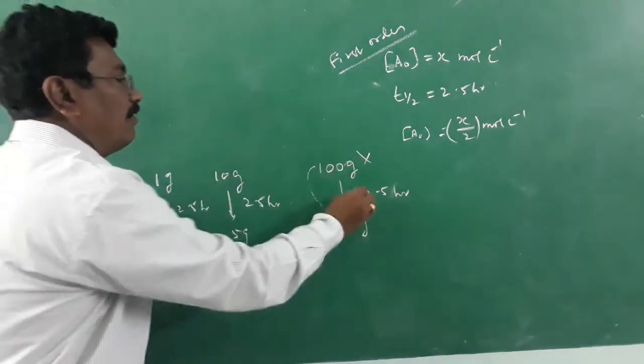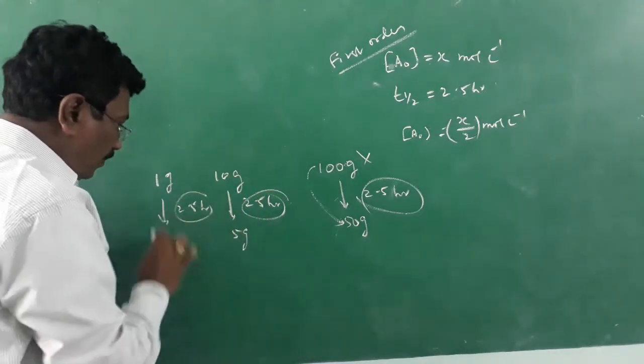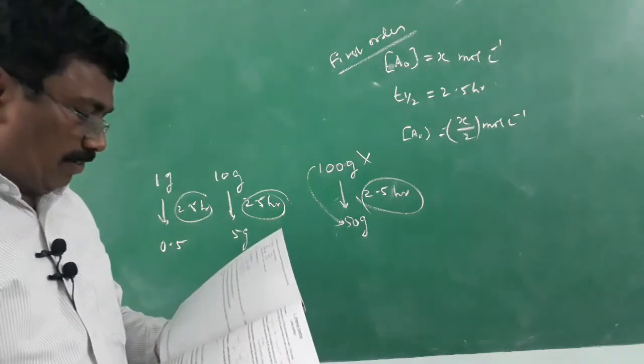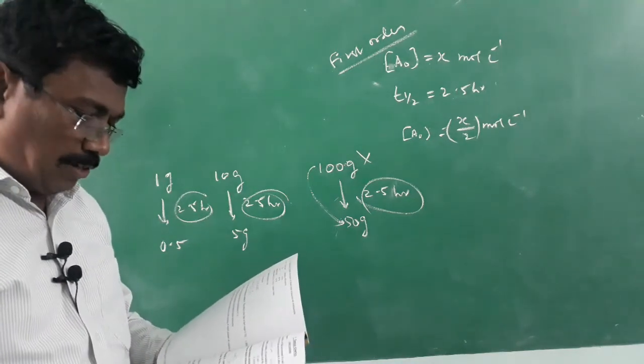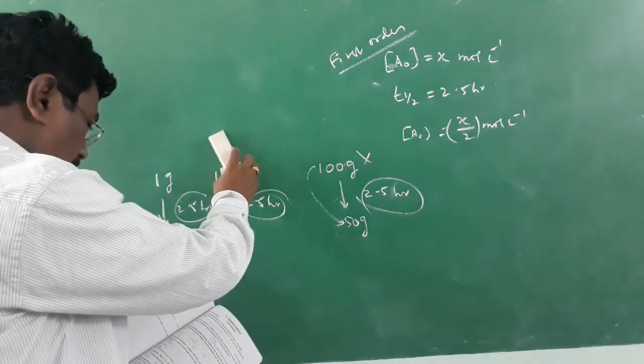To convert into half, this is the time. So the answer may be again 2.5 hours. Alright. So C option.